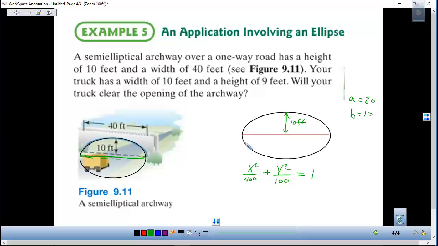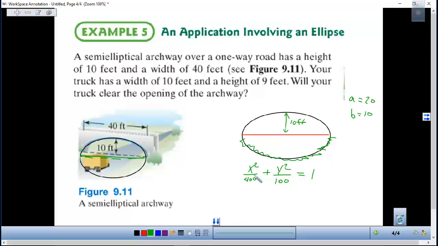Now, we're not worried about this bottom part. The bottom part technically does not exist. And here's the neat thing about an equation like this: if we solve for y, we're going to end up having to take a square root. Let's go ahead and solve this.